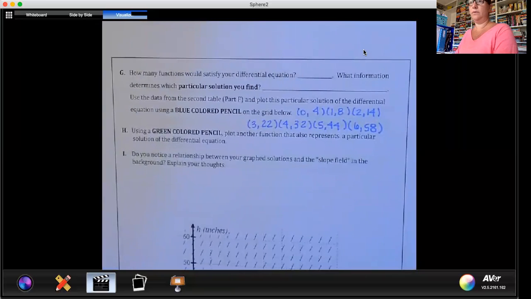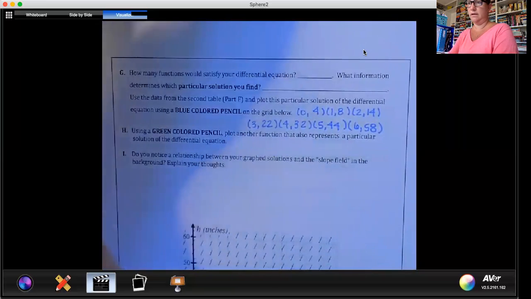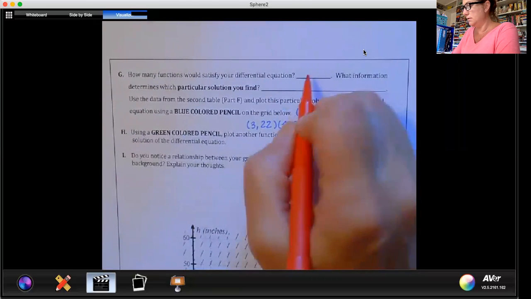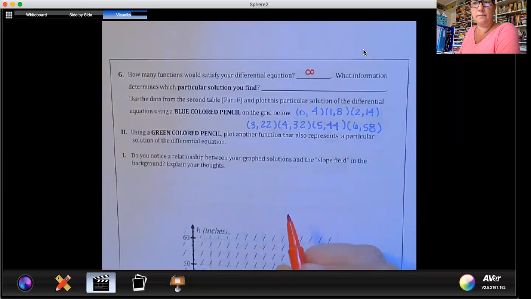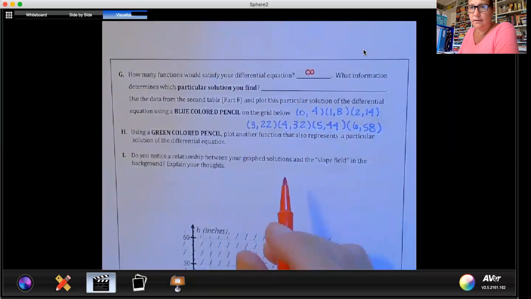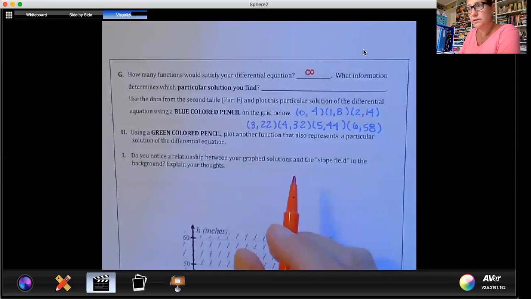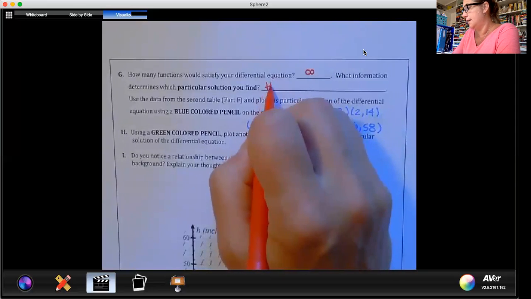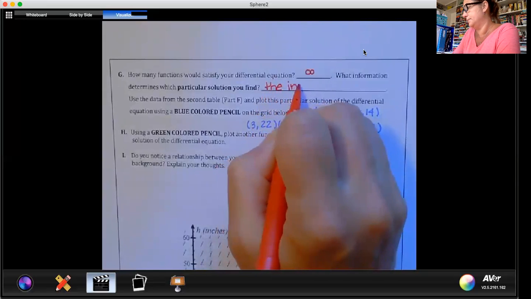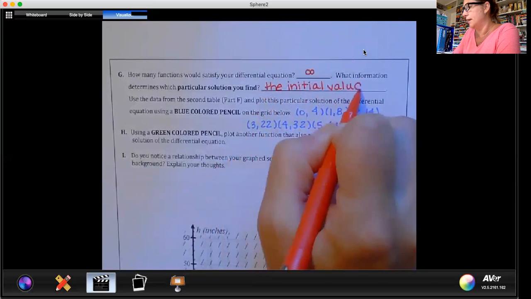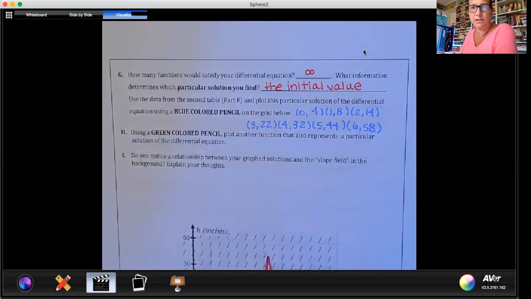So we're still on the same set of information. So how many functions would satisfy your differential equation? Infinitely many. You can have a million different answers. So what information determines the particular solution that you find? That initial value. Notice how we were able to create the accurate information based on the specific information that was given about how much was in the vat.